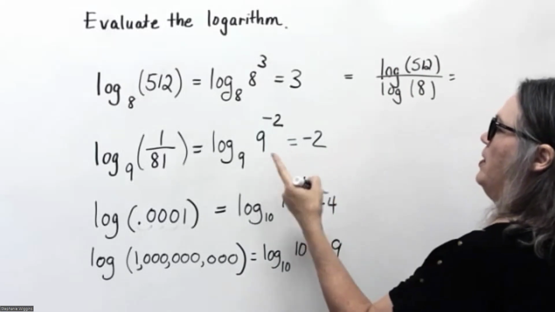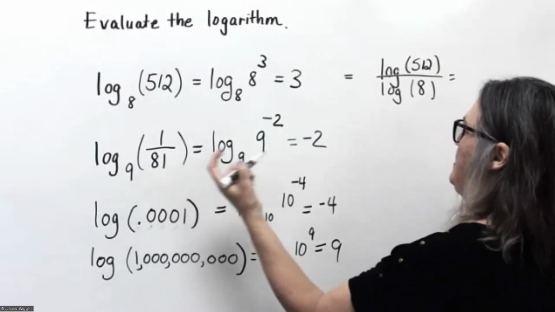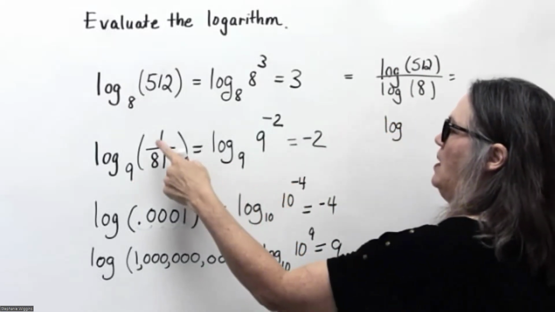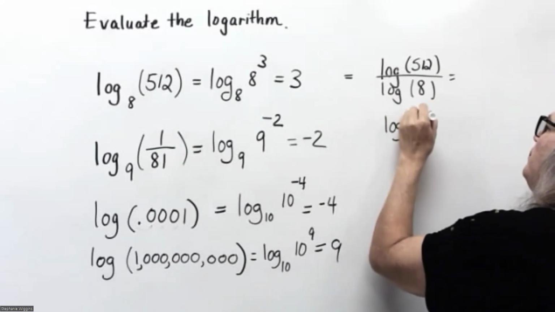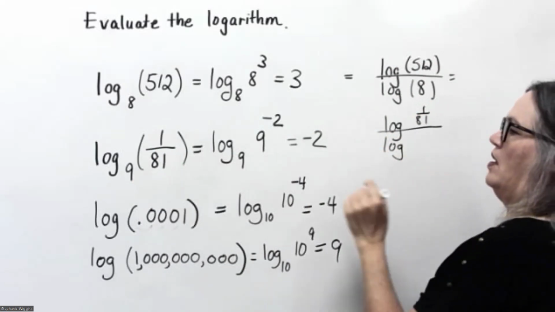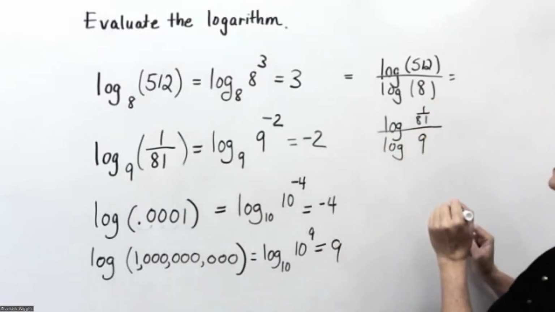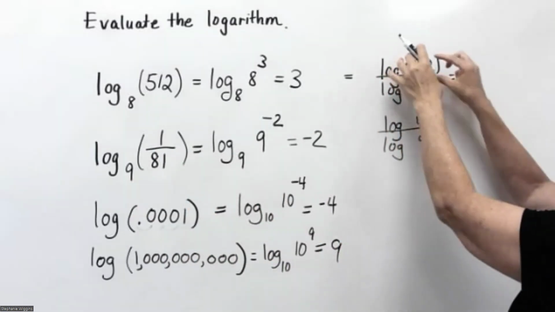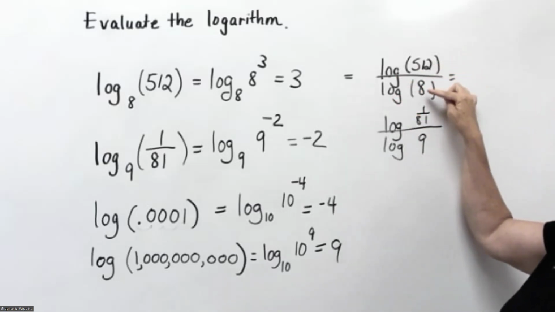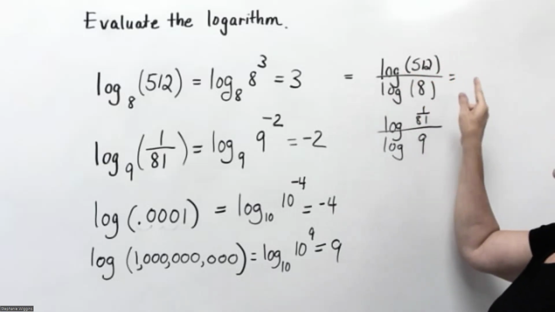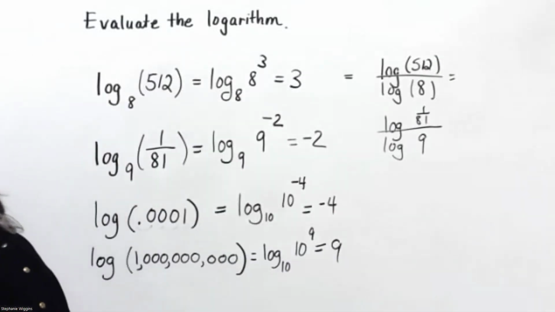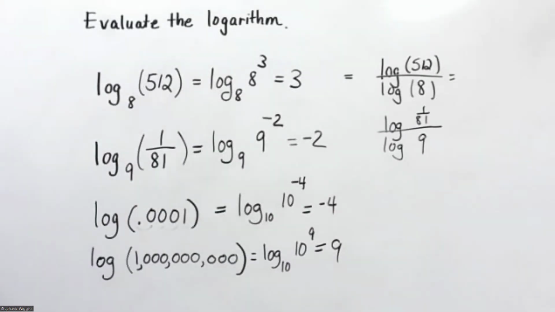And then similarly here, because you do not have base 10 or base e, you have to use the formula: log of 1 over 81 divided by the log of 9. Now notice that I'm dividing the entire log. So you're not going to have log of 512 divided by 8. You're going to have log of 512 divided by log of 8. See the difference there? Let me go and share my screen so you can see that on the calculator.